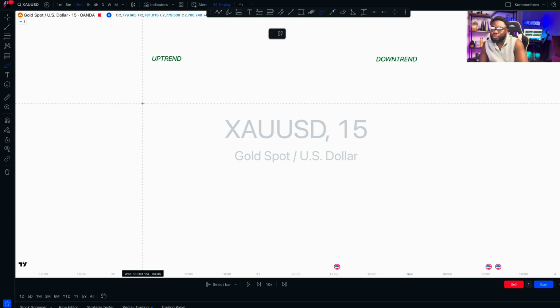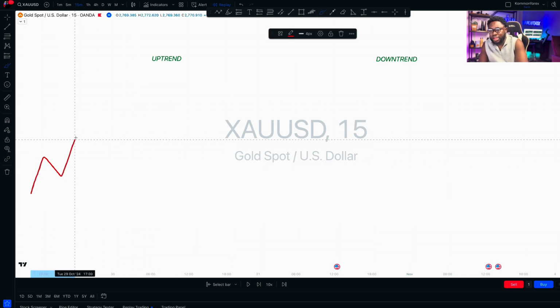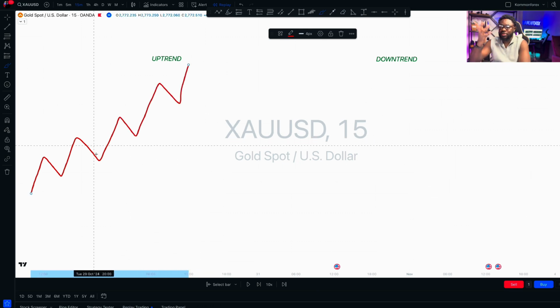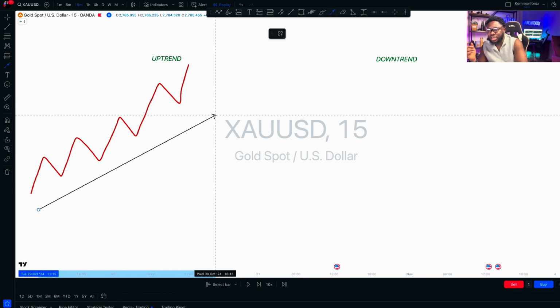The shortest form of explanation I can give you for an uptrend is basically any trend which has what we call a higher high and then a higher low formation. So you realize that the market is moving in waves, up down formation all the way up. So this is what we term as an uptrend.